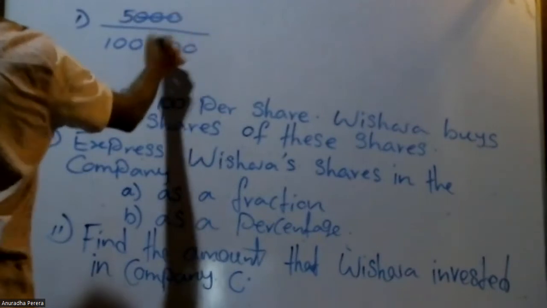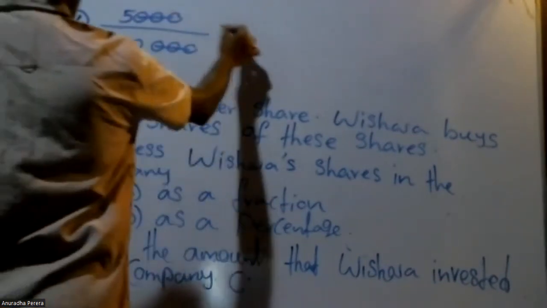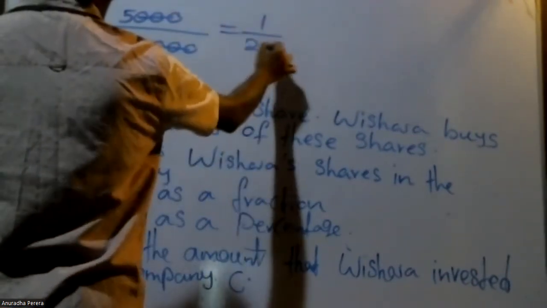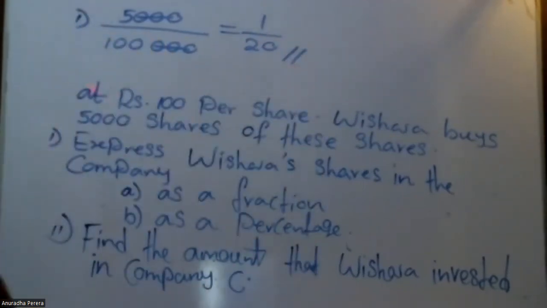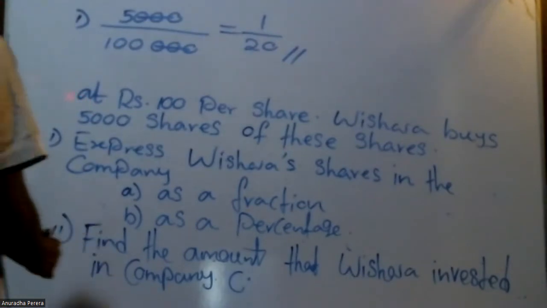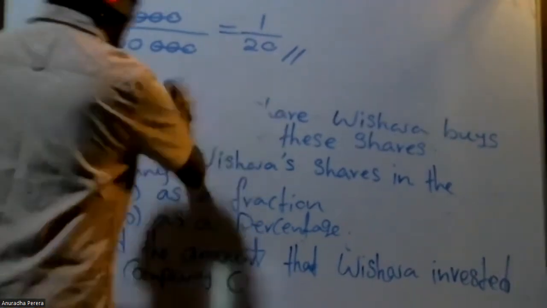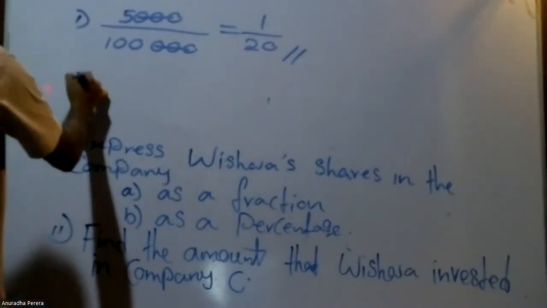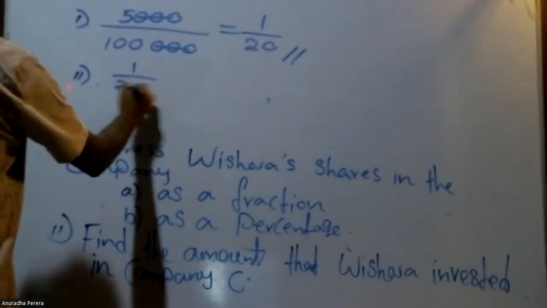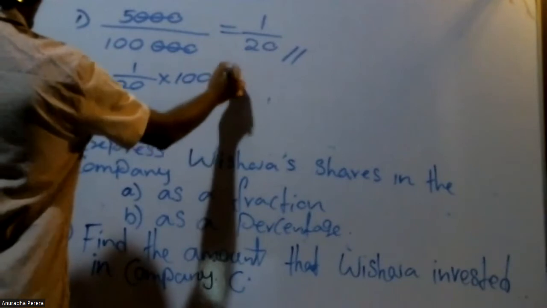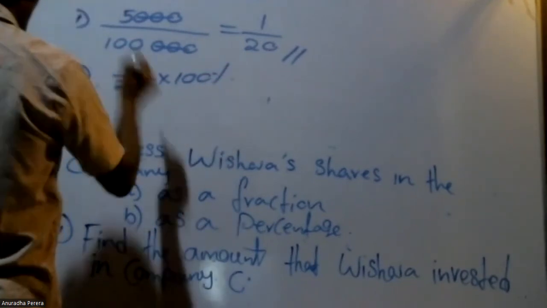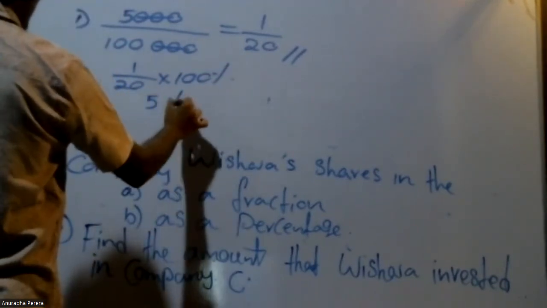Simplify. 5 over 100 as a fraction is 1 over 20. The second one is as a percentage. To find it as a percentage, multiply by 100. 1 over 20 multiplied by 100. The answer is 5%.